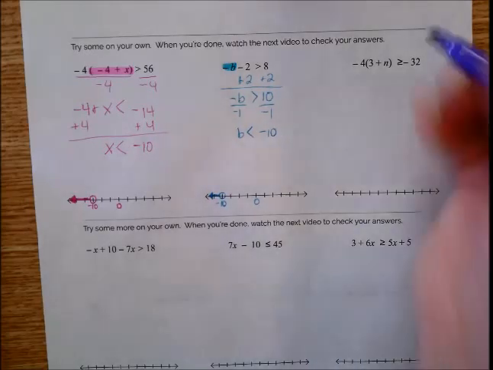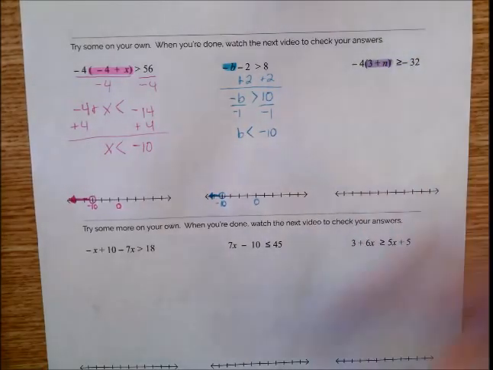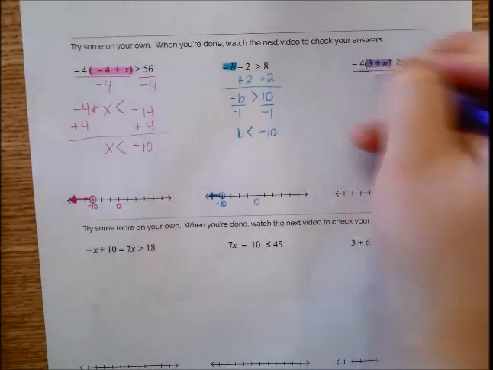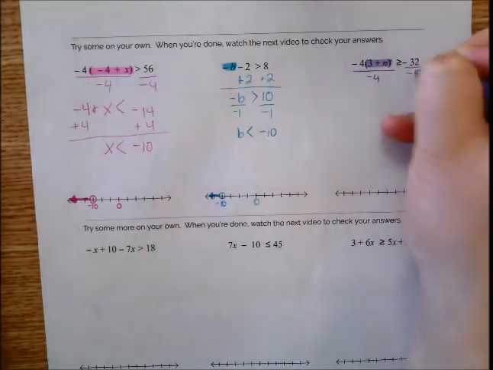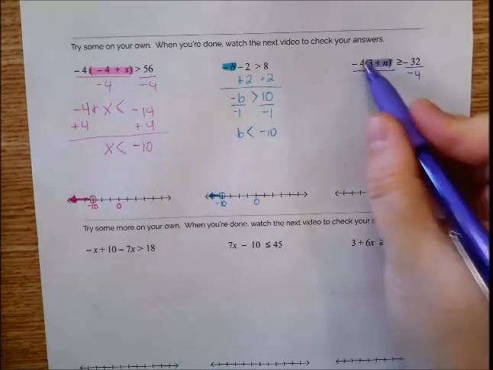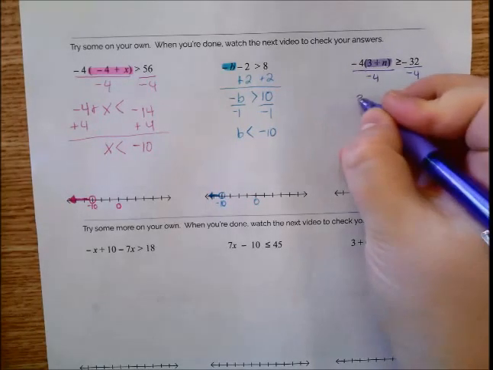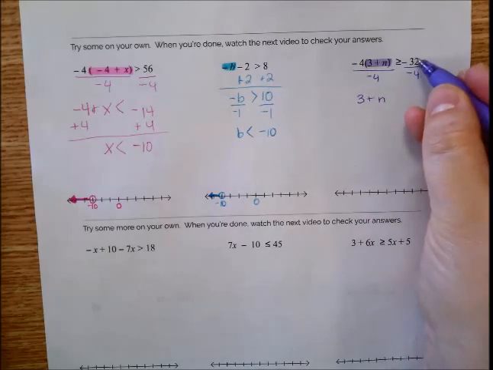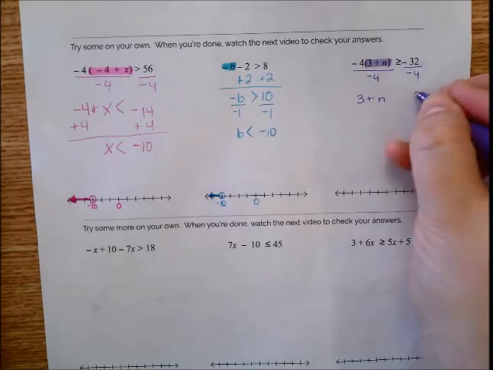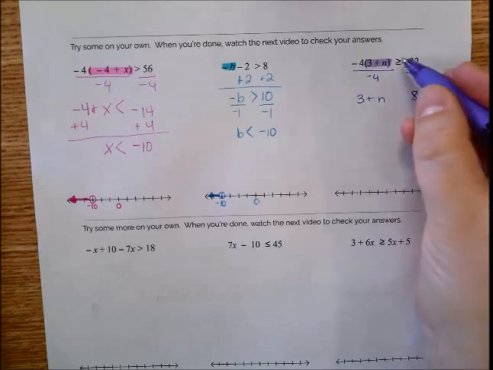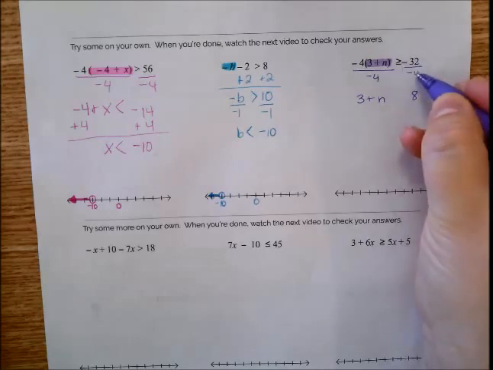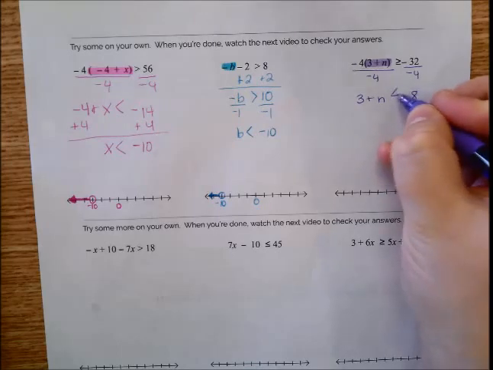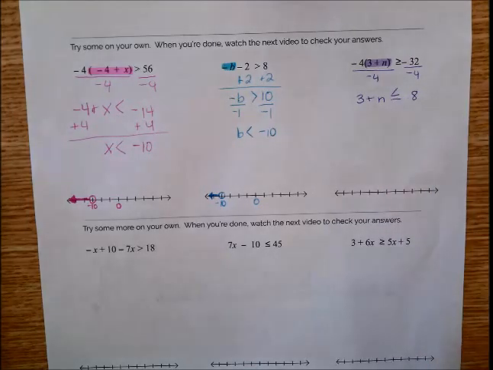Once again, I can't touch this 3 plus n until that negative 4 goes away. So I'll start by dividing both sides by negative 4. When I do this on the left, these negative 4's cancel out, but I still have 3 plus n. On the right, negative 32 divided by negative 4, that's a positive 8. My sign needs to flip because I divided by a negative. So it was greater than or equal to, it becomes less than or equal to.